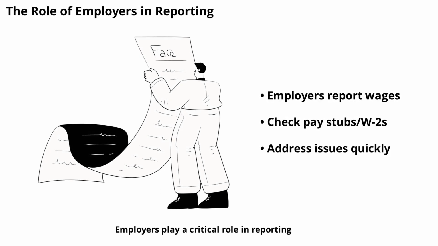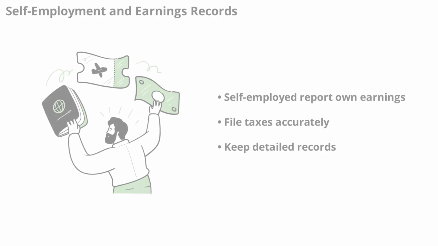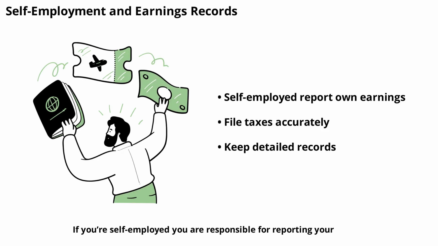Employers play a critical role in reporting your earnings to the Social Security Administration. They are responsible for submitting accurate wage information each year. If your employer makes a mistake, it can affect your record and benefits. That's why it's important to review your pay stubs and W-2s for accuracy and address any issues with your employer promptly.